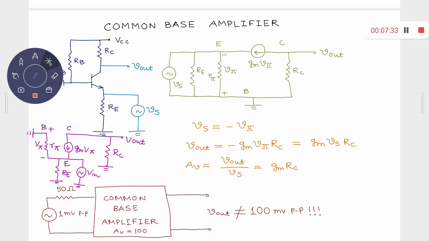Emitter to base, you have two resistances, RE and R pi. This is my collector terminal. Collector to emitter, you have gmV pi. Look at the direction from collector to emitter. In this figure it is downwards, and in that figure leftwards. And then collector to ground, you have this RC. And we have connected this voltage Vin, or Vs, emitter to ground. So the circuit that I have drawn over there and the circuit which has already been drawn, these two are similar.